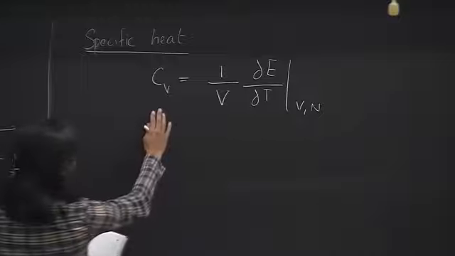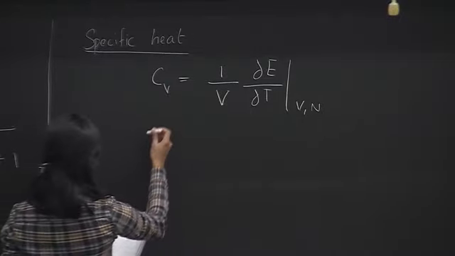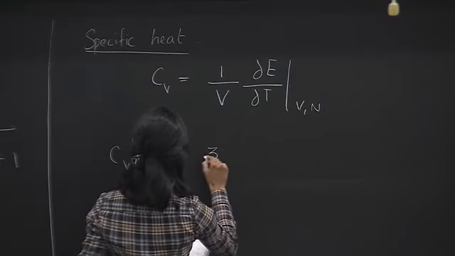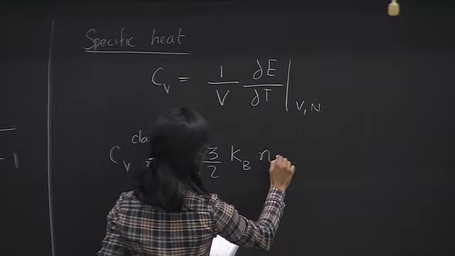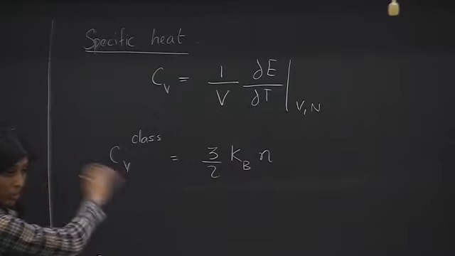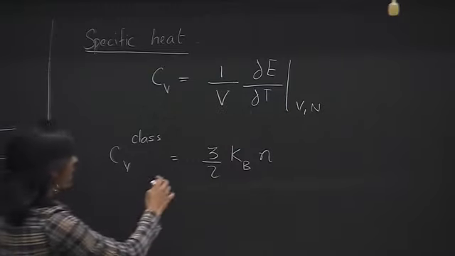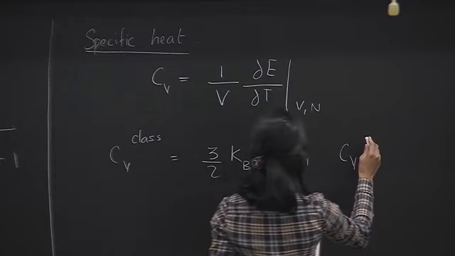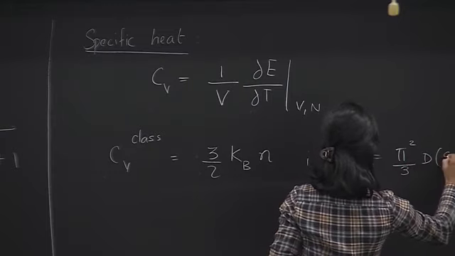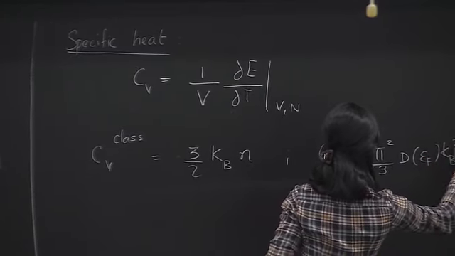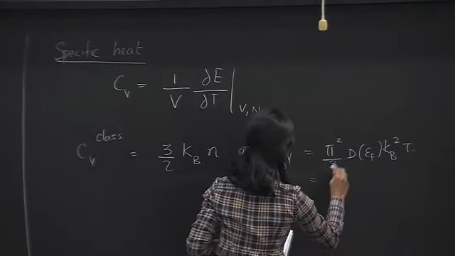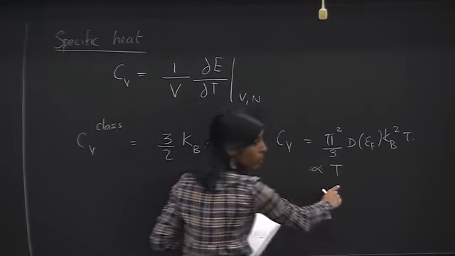This is an object you've encountered before in classical mechanics, and you probably remember the answer for an ideal gas: 3/2 kB times the density n. So it's independent of temperature. No matter what the temperature of the ideal gas is, the specific heat is the same. Now, when you do the calculation for the Fermi gas, you're going to find this answer today, the most important fact being that it's proportional to temperature.